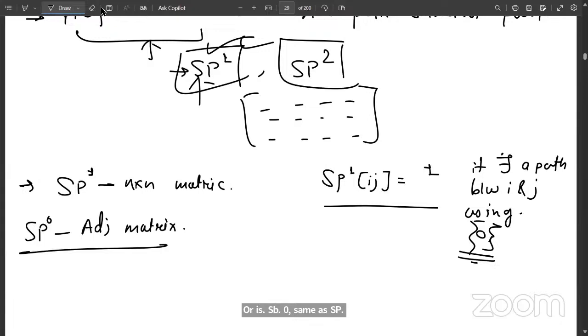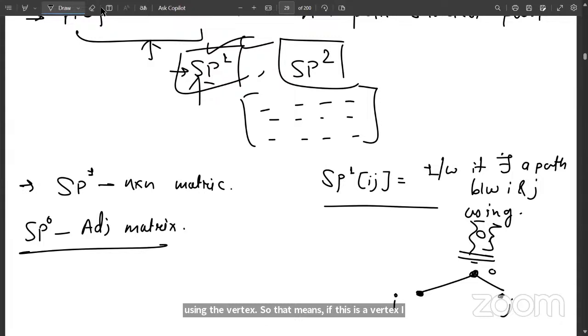No, SP1 will have entry 1, or whatever the weight is present there, if there is a path from i to j using the vertex 0. So if this is vertex i and this is vertex j, then you have to find a path that includes this particular vertex 0. So that is SP1.